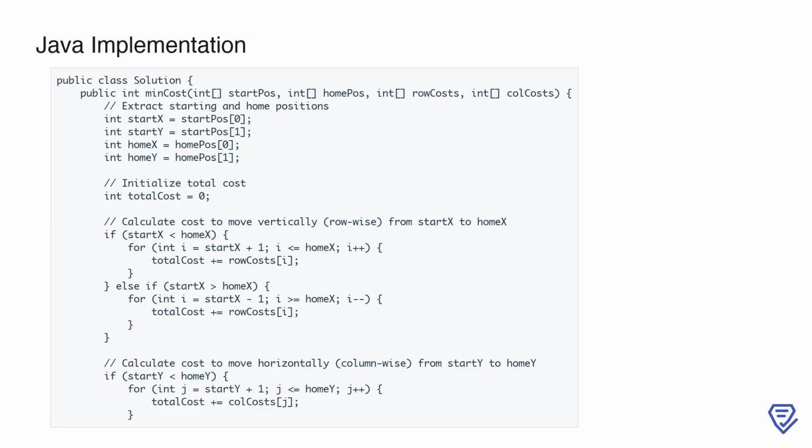Next, we calculate the cost of moving vertically, or row-wise, from the starting row to the home row. If the starting row, start_x, is less than the home row, home_x, it means we need to move downward. In this case, we iterate through all intermediate rows between start_x and home_x, adding the corresponding row costs to total_cost. Similarly, if start_x is greater than home_x, we need to move upward. Here, we iterate in reverse through the rows, decrementing the index and adding the row costs along the way.